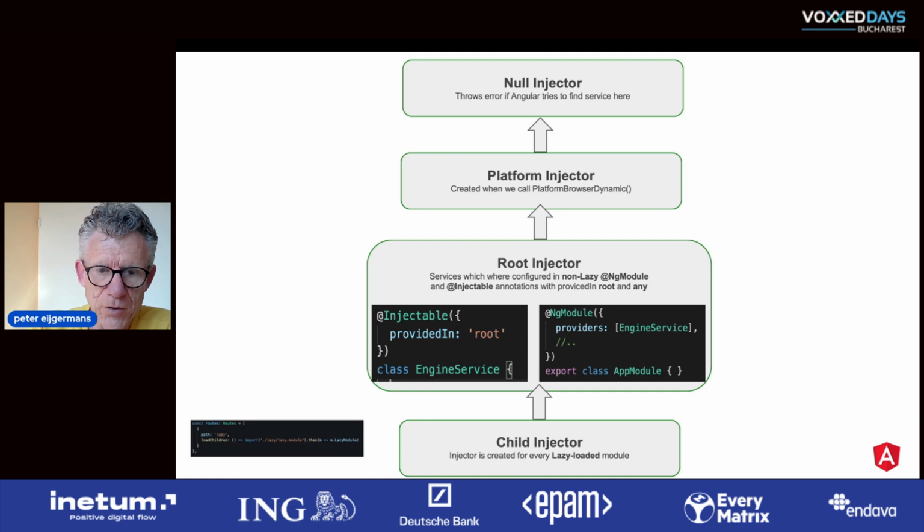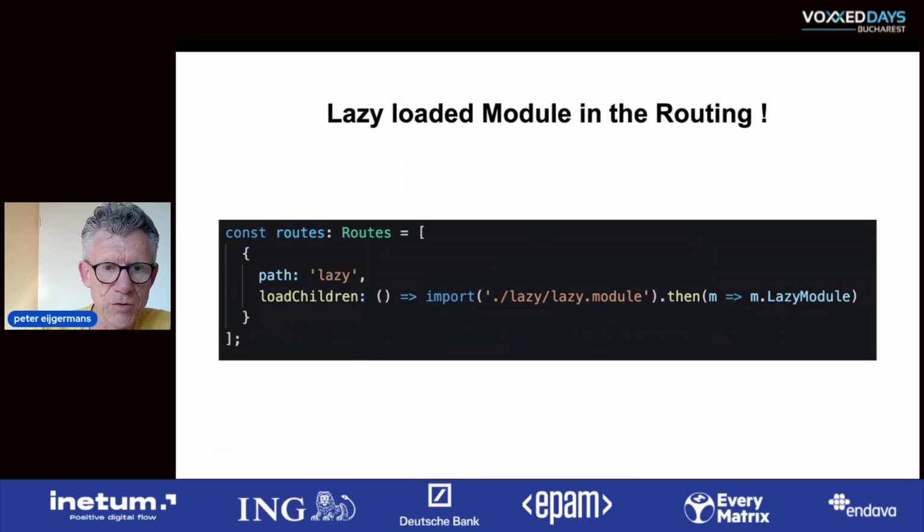And we have also a child injector. This injector is created for every lazy loaded module. I'll show you later, it is created or loaded during the creation of routes. So you see it here, lazy loaded module in the routing.